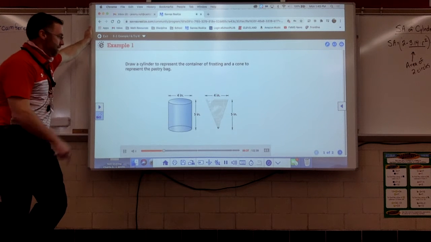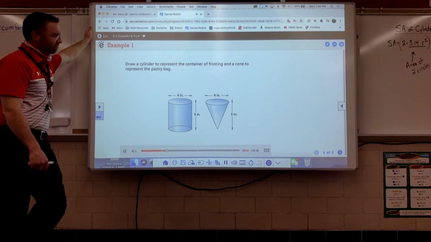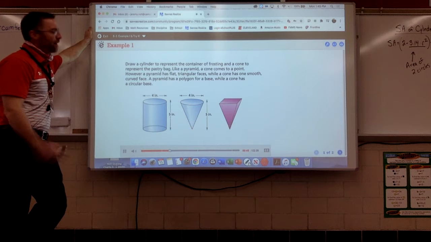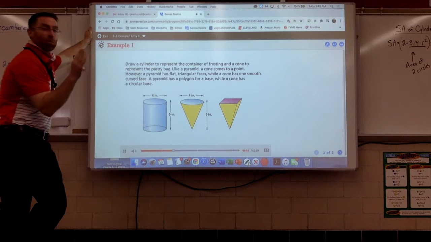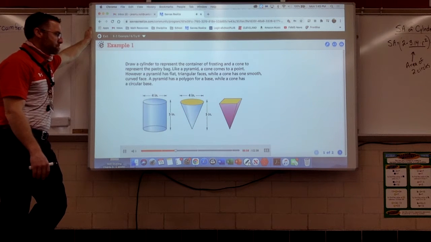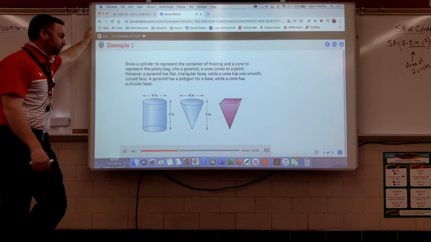Draw a cylinder to represent the container of frosting and a cone to represent the pastry bag. Like a pyramid, a cone comes to a point. However, a pyramid has flat, triangular faces, while a cone has one smooth, curved face. A pyramid has a polygon for a base, while a cone has a circular base.